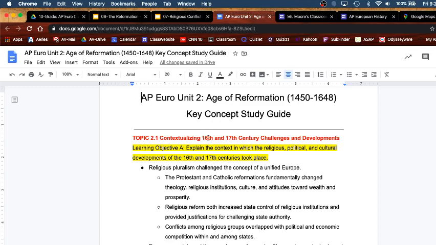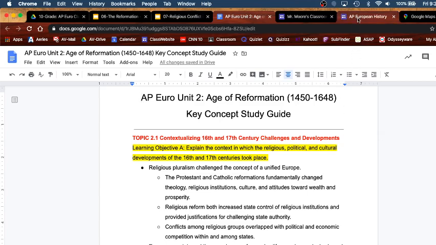So when we say 16th century, we mean, of course, the 1500s. When we say 17th century, we mean the 1600s, and that clearly falls within the time frame. We're going to talk about some of the challenges and developments, but this first topic is always the contextualization.